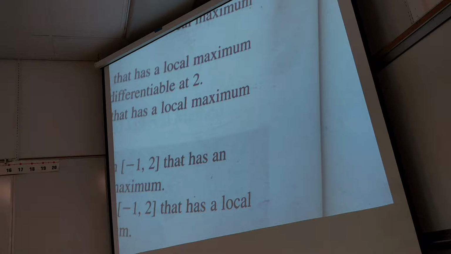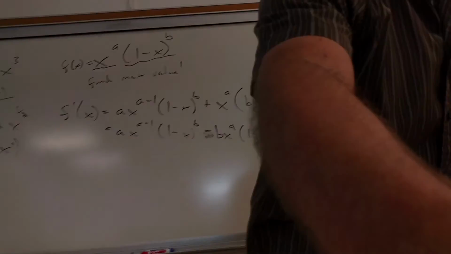Alright, so before you guys get too freaked out, the beautiful thing about absolute max and min, the work required is much easier than the work required for a local max and min. So let's do an actual problem. Let's find the absolute max and min of a problem.